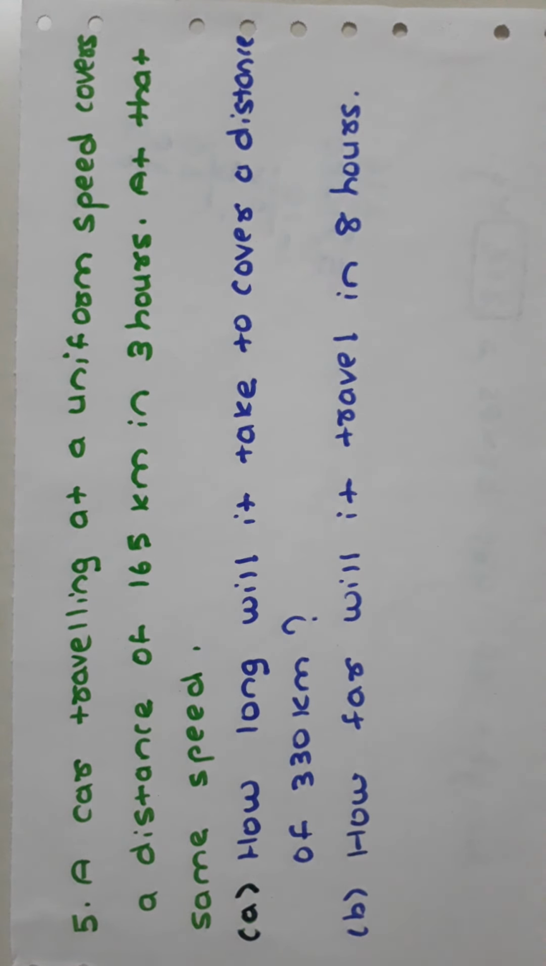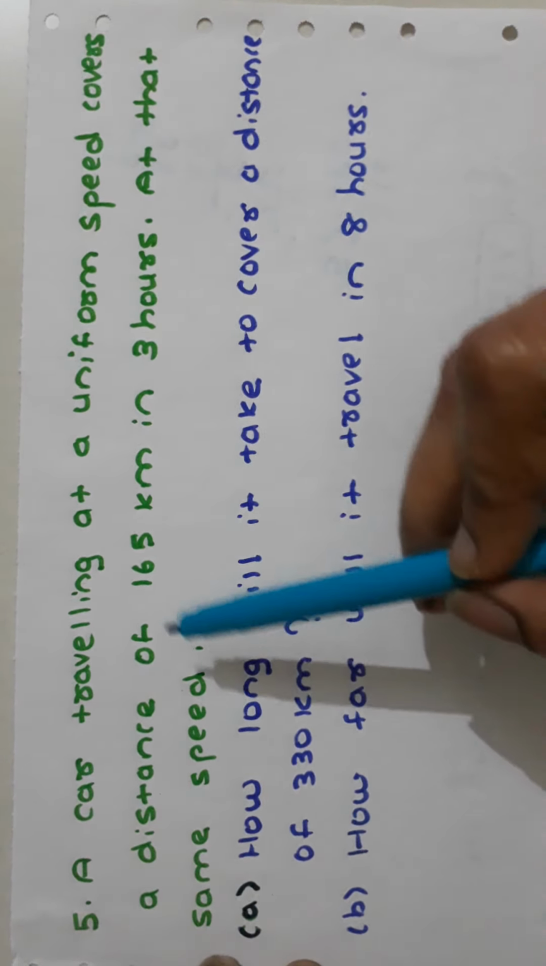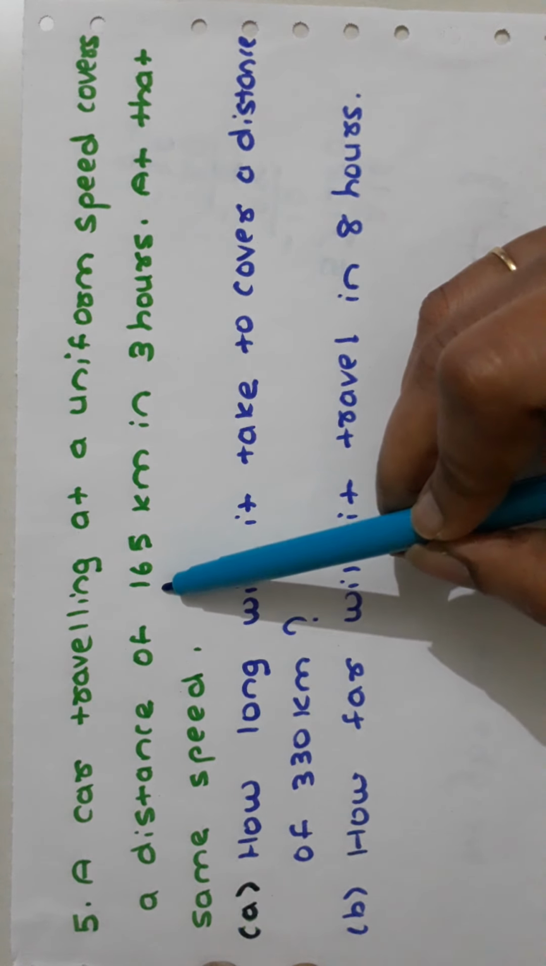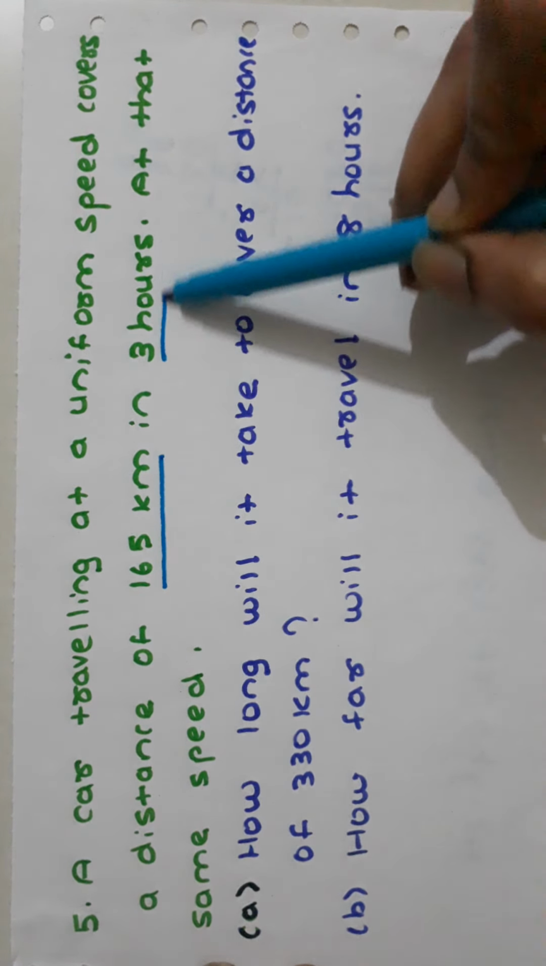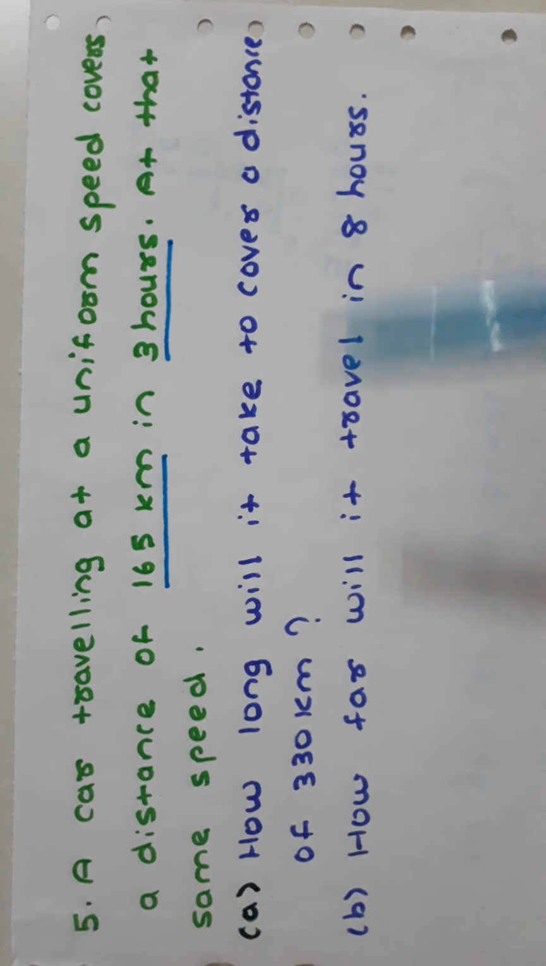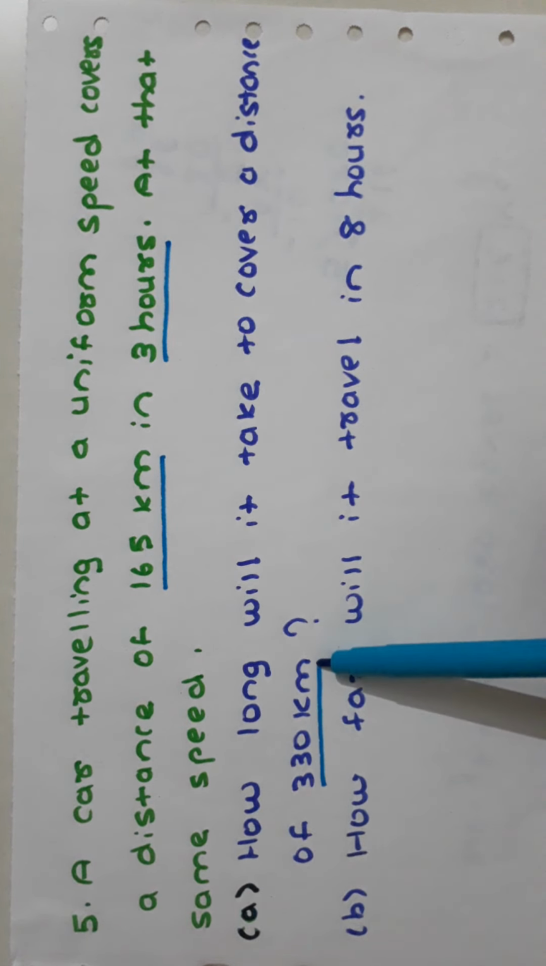Question number 5. A car traveling at a uniform speed covers a distance of 165 km in 3 hours. At that same speed, the first question is, how long will it take to cover a distance of 330 km? The second question is, how far will it travel in 8 hours? So the only thing we know is that the distance of 165 km is covered in 3 hours. So the first thing we have to find is the time required to travel 330 km.